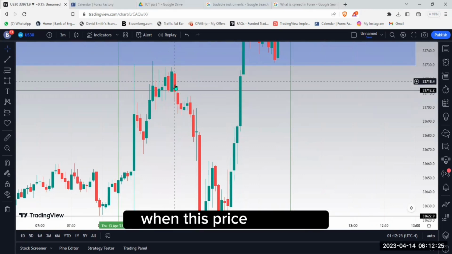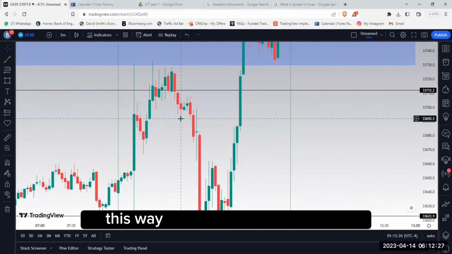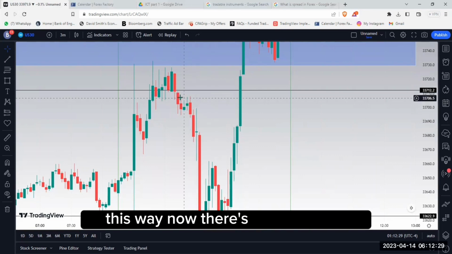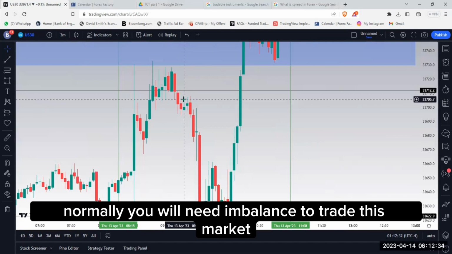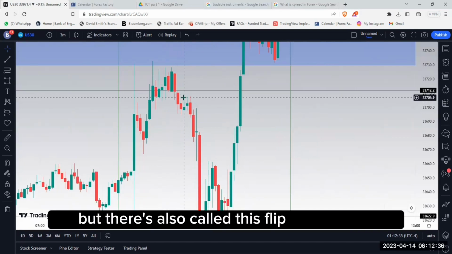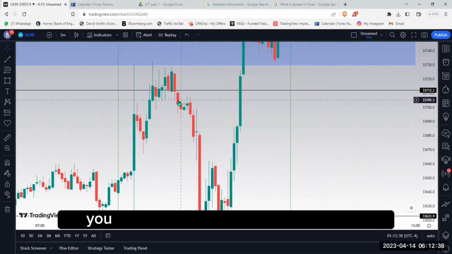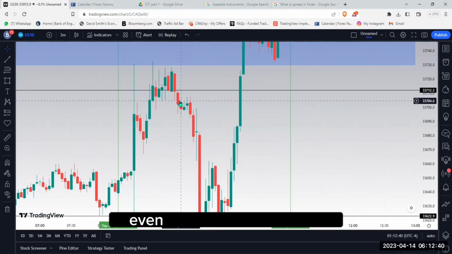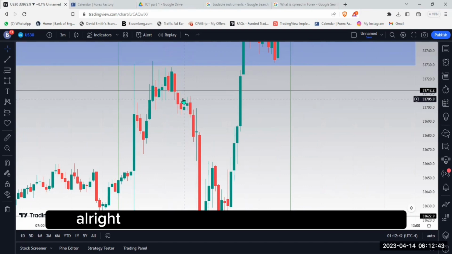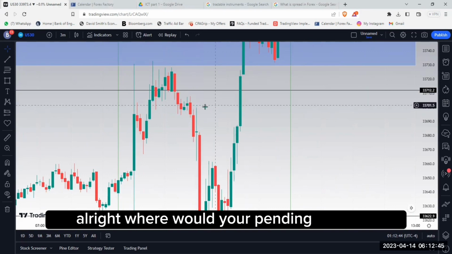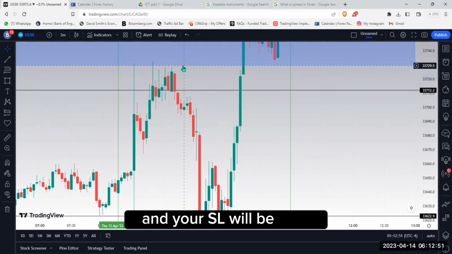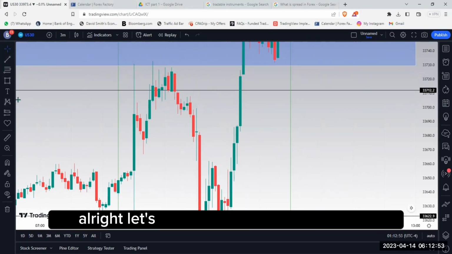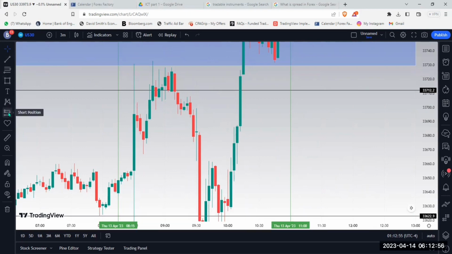When price dropped this way, there's no imbalance. Normally, you will need imbalance to trade this market. But there's what we call the flip entry model. You could also use the flip entry model even without the imbalance. Where would your pending order be? Just right below this candle, and your SL will be here. All right, let's see what that will give you as well.